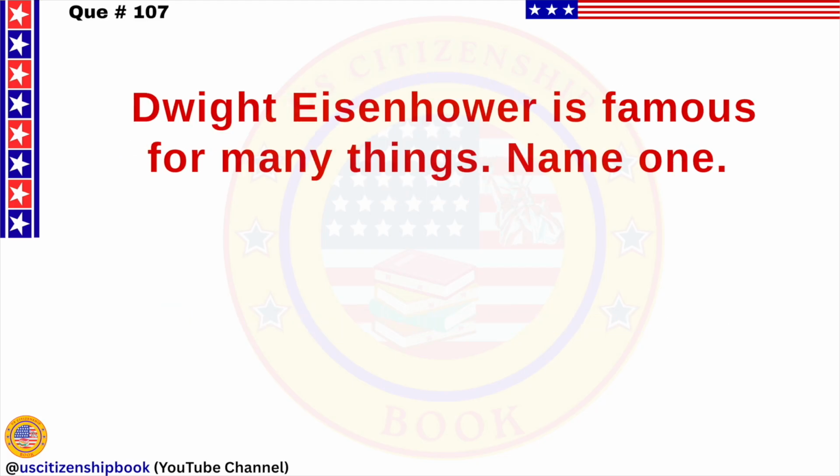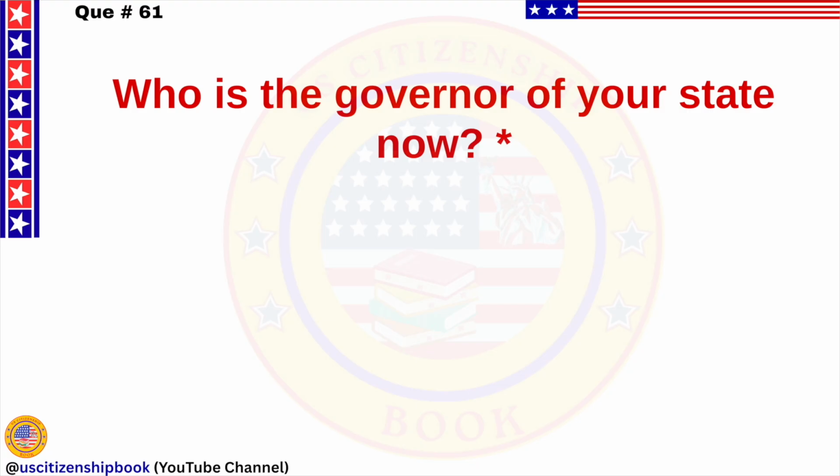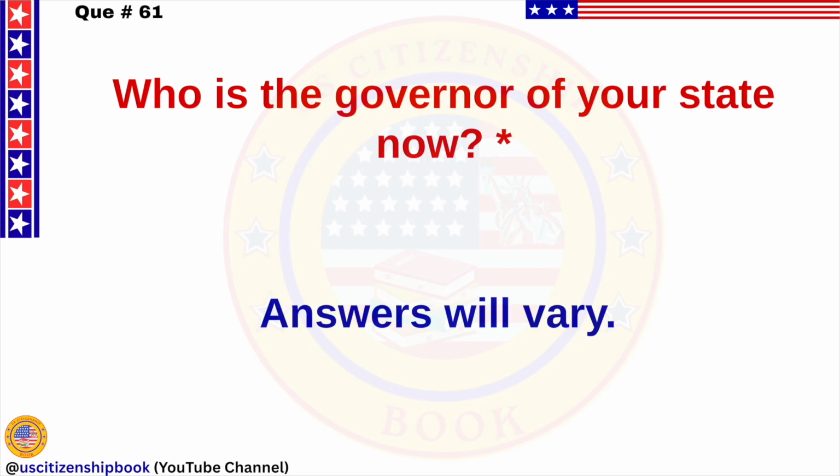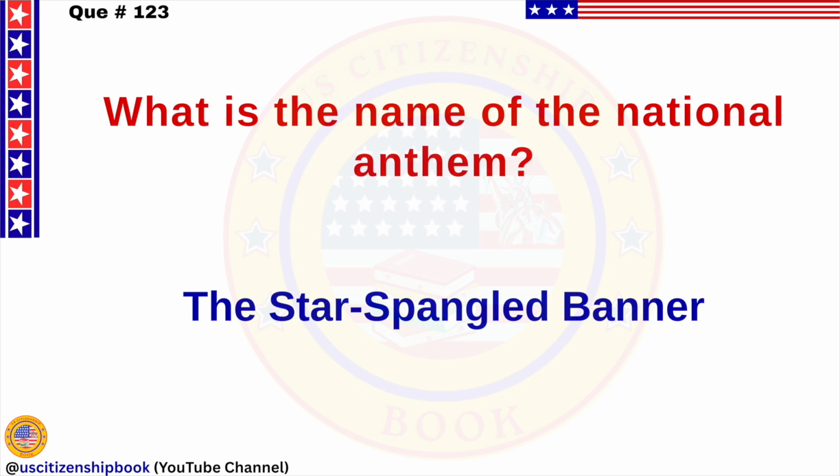Dwight Eisenhower is famous for many things. Name one. 34th President of the United States. Who is the governor of your state now? Answers will vary. What is the name of the national anthem? The Star-Spangled Banner.